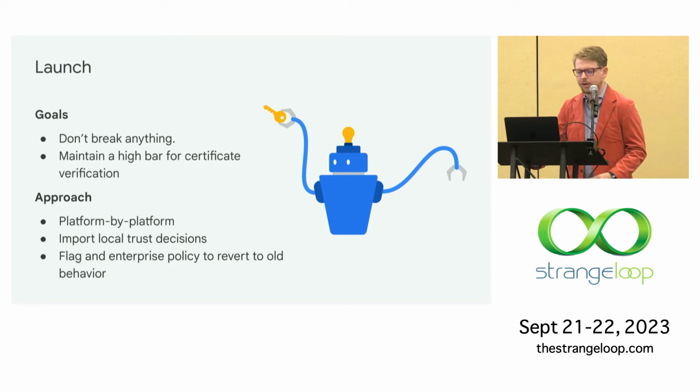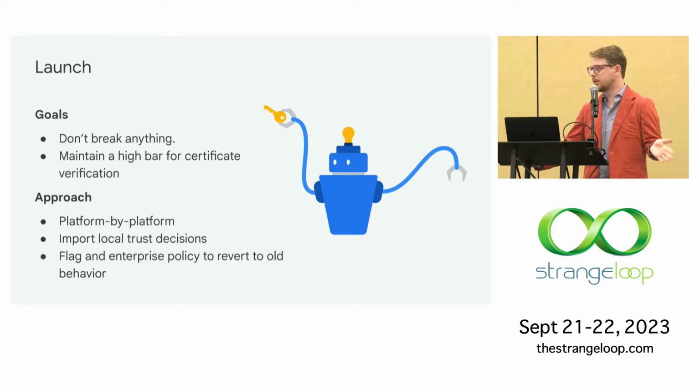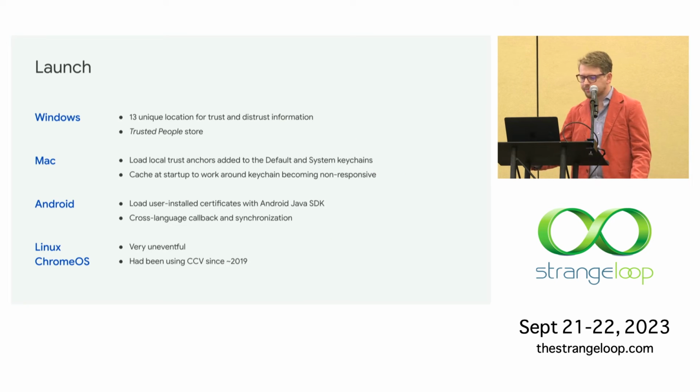So we did a staged rollout platform by platform, with enterprise policies and flags to revert to the old behavior for people that needed that. We launched platform by platform and learned some interesting things in the process. Windows has 13 unique locations for trust and distrust information that we import from. The craziest of which is a special store called the Trusted People Store, where certificates need to be treated differently when they come from there.